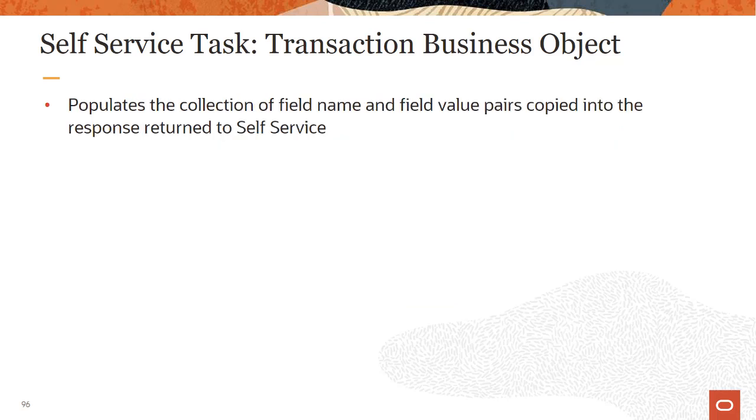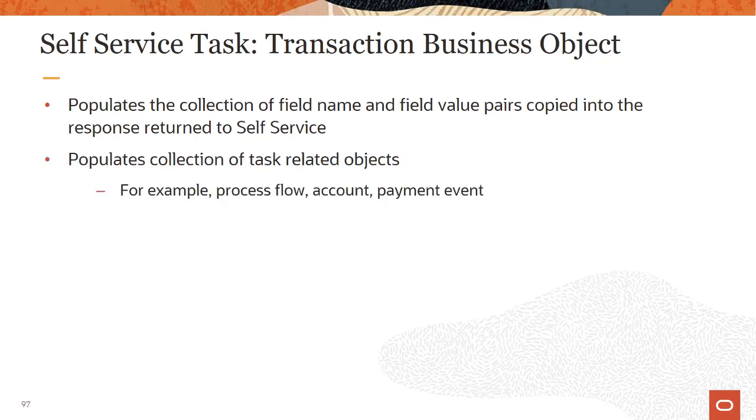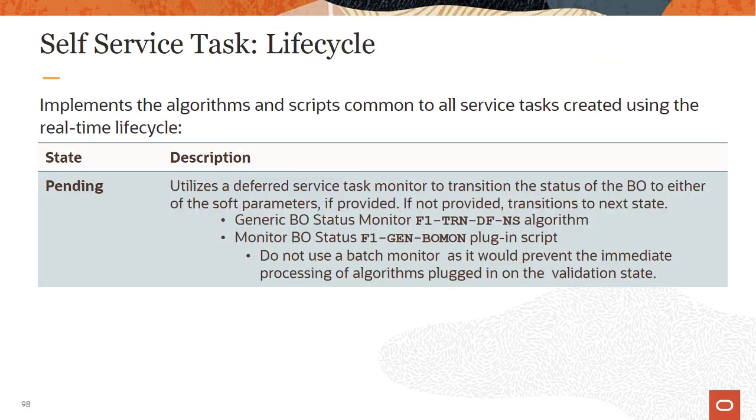The self-service task transaction business object also populates the collection of field name and field value pairs, which are copied into the response returned to self-service. And finally, it populates the collection of task-related objects, such as process flow, account, or payment event.